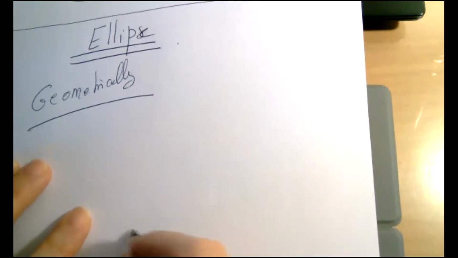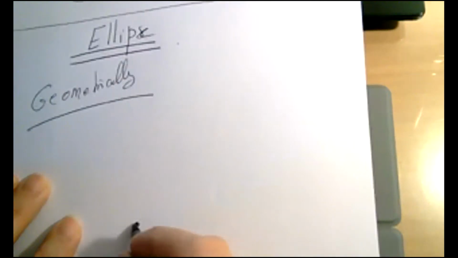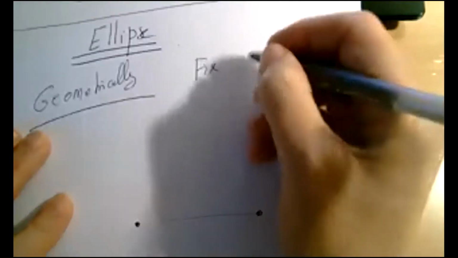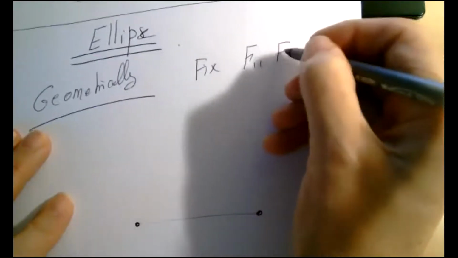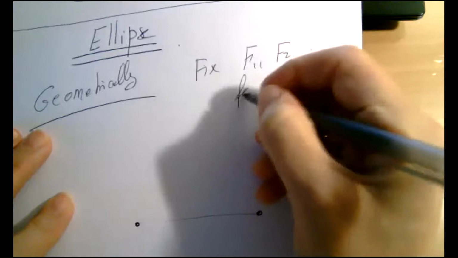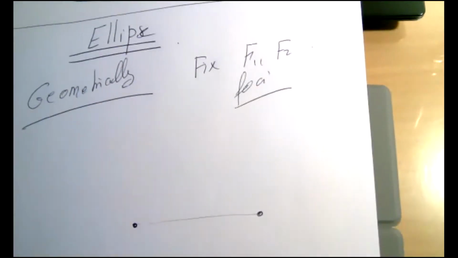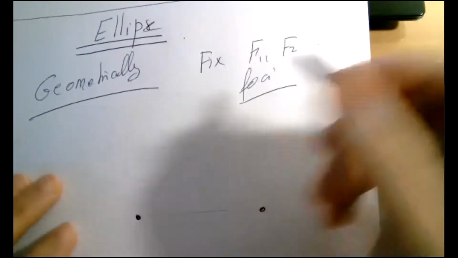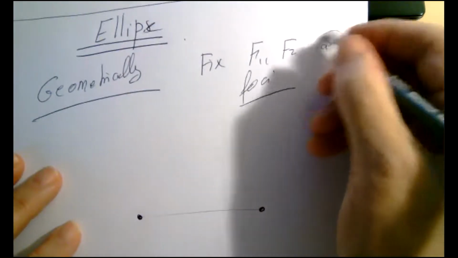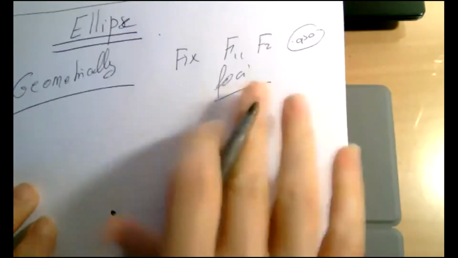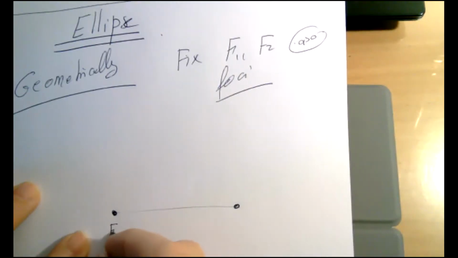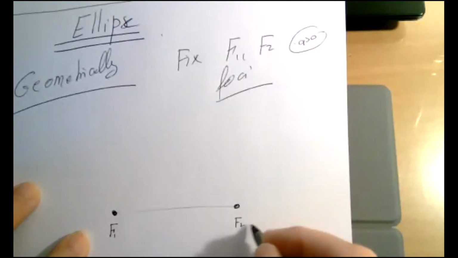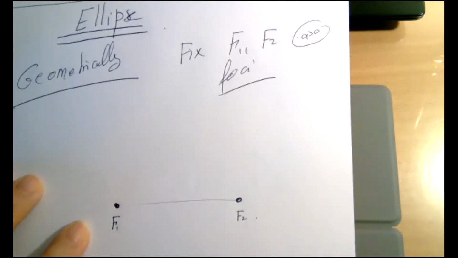We start with 2 points, F1 and F2. We fix 2 points, F1 and F2, that we're going to call foci. Okay, we fix them. So those are fixed. And we fix something else. We fix a number A positive. So those are the parameters we have. We have 2 fixed points, F1 and F2, and a number, A positive.